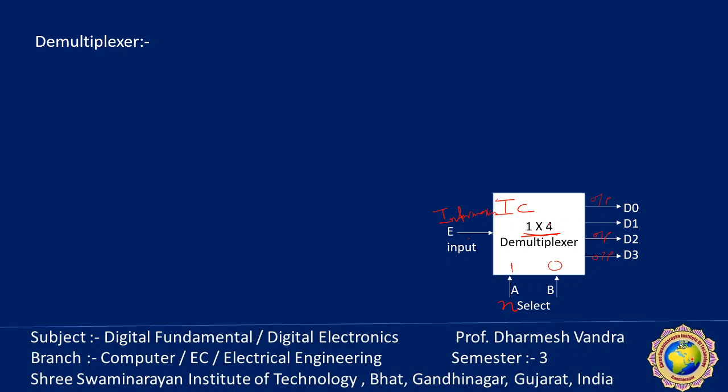Suppose the selection line is 1 0. Then whatever the input, it is passed to the second line, as if it were a short circuit, and the remaining are all open or not connected. And if the selection line value is 1 1, then whatever the information is, it is passed to the D3 line and the remaining are open or not connected.